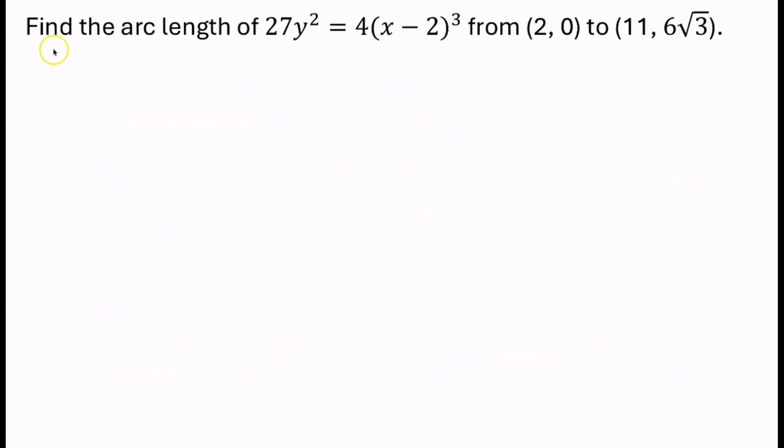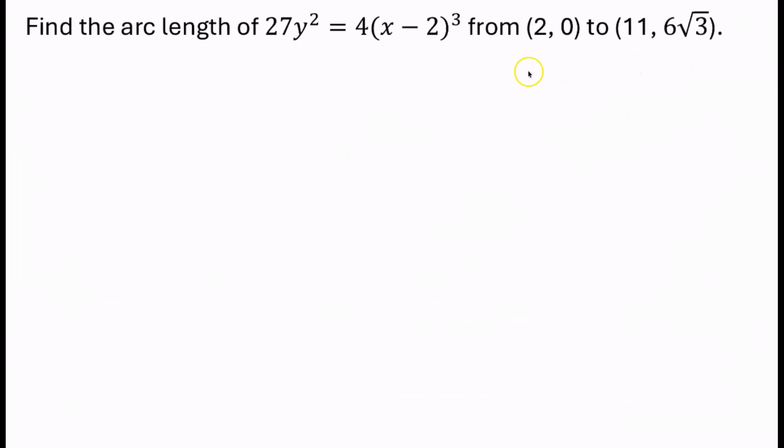In this example, we want to find the arc length of 27y squared equals 4 times the quantity x minus 2 cubed, from the coordinate point (2, 0) to (11, 6√3). So this one's unique because our equation is not explicitly defined. It's not solved to be y equals a function of x or x equals a function of y. And we're not just given an x interval or a y interval, we are given full coordinate points.